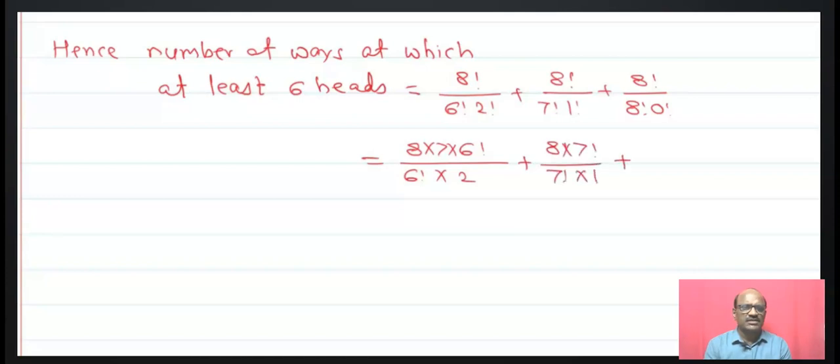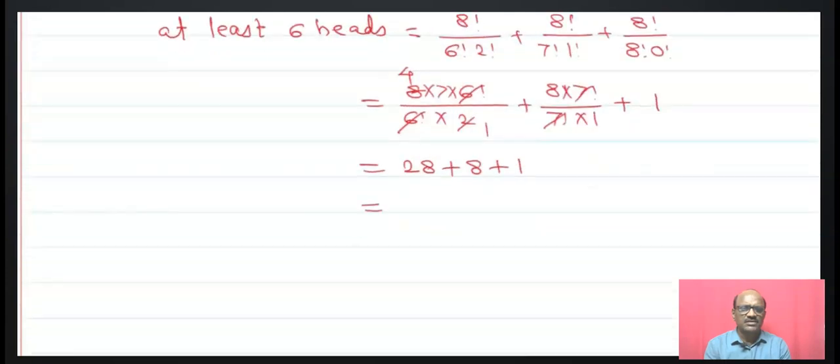Therefore, we can calculate like this. It's a simple calculation. So 28 plus 8 plus 1, that is equal to 37.